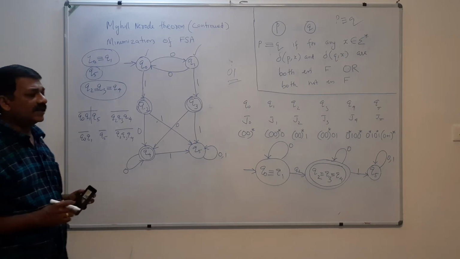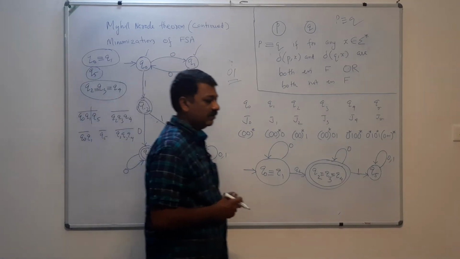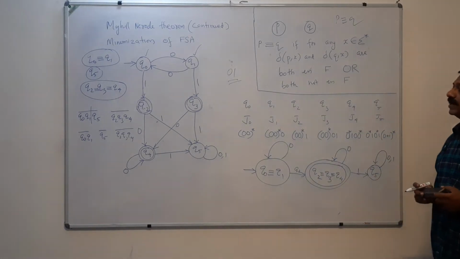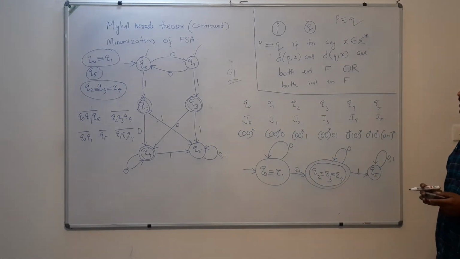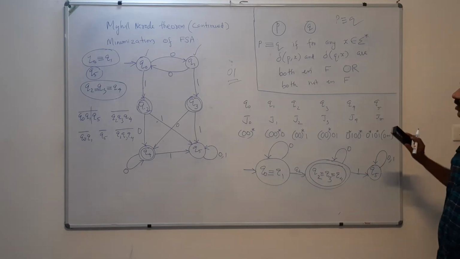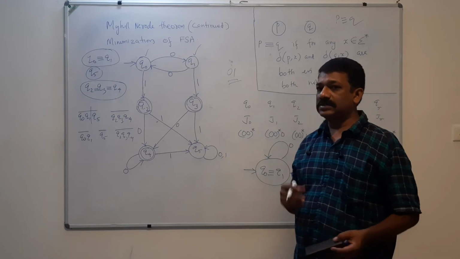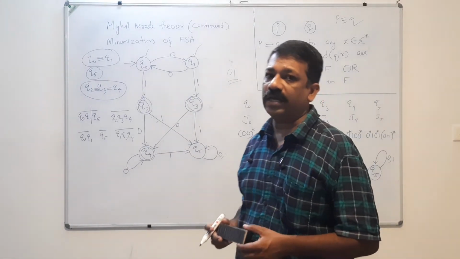And there is another method, which is a table-driven method for finding the minimum state automaton. That I will show you, and that's for now. We are going to discuss the tabular method. Okay.